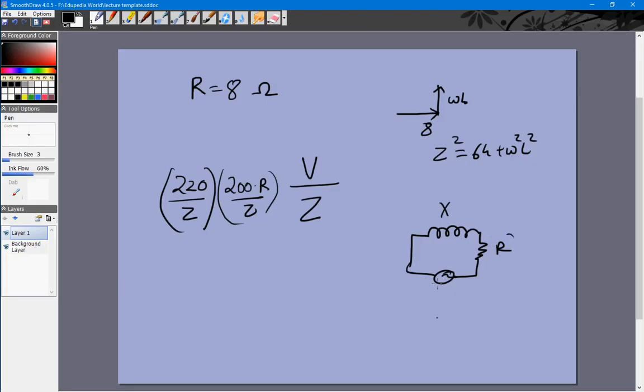So the total of 220 volts is between these two, but we want the potential between these two, right? So that will be a fraction of it, R by Z, and obviously it will be R by Z because they are at right angles to each other. So this gives me 220 by Z into R by Z, 220 R by Z squared, and this should come out to be equal to the same value as before.